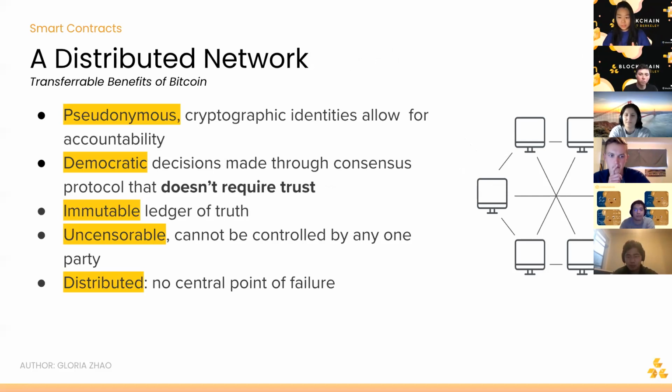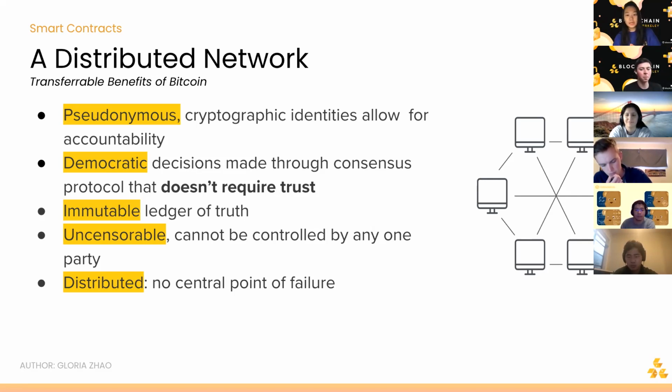So first, it's pseudonymous. If you remember, when we talk about Bitcoin, we emphasize the importance of identity, especially in order to enable authentication and integrity. So we have cryptographic identities that allow for accountability, which gives everyone a unique identity through a hash, if you remember. And this generates a private key and also a public key.